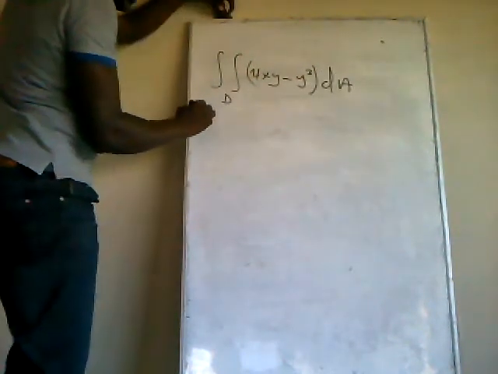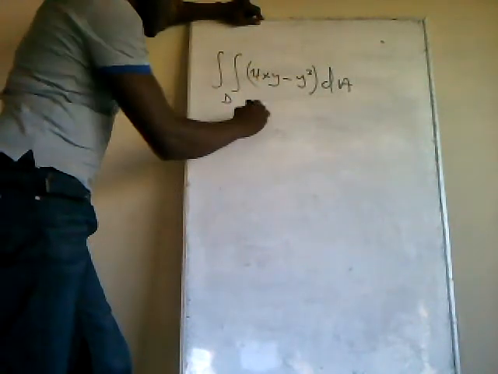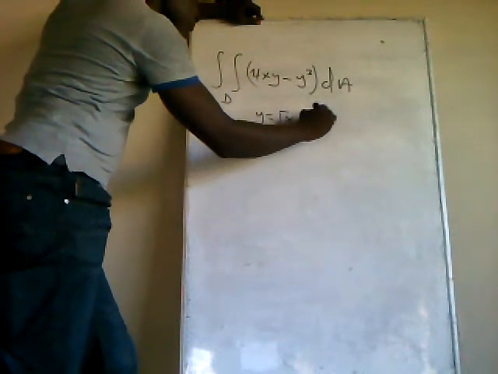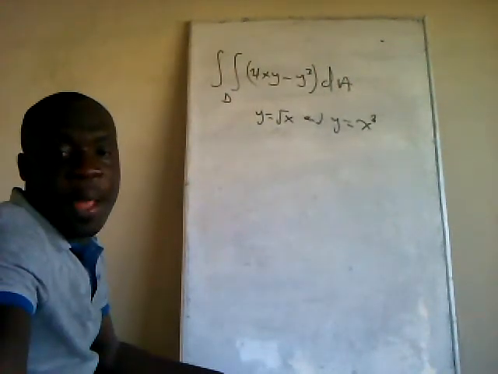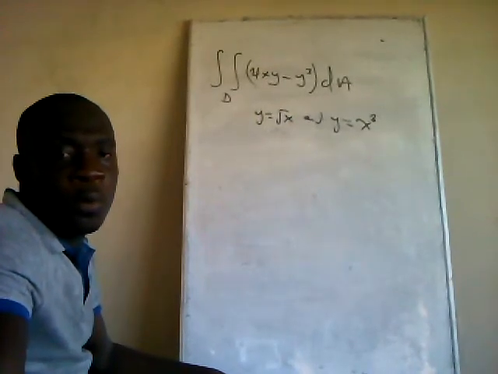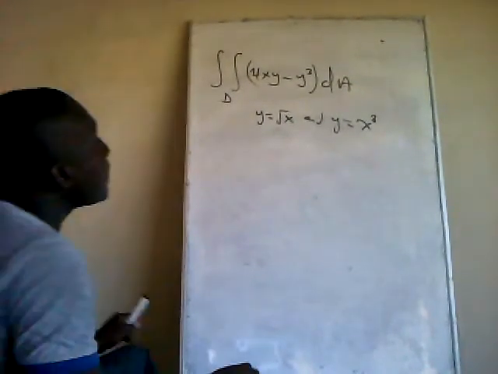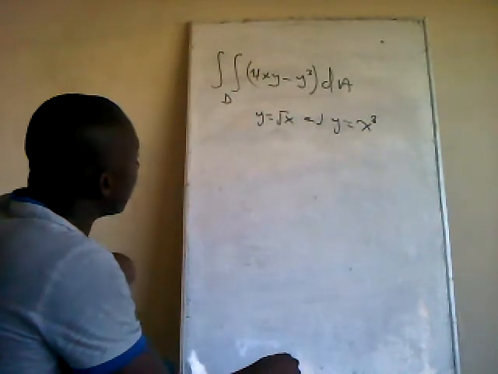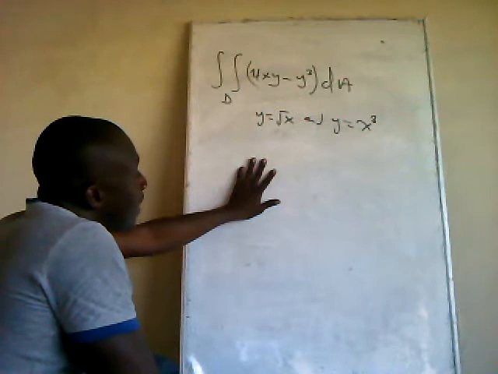Here it says D is the region bounded by y is equal to the root of x and y is equal to x^3. Okay, D is the region bounded by y is equal to the root of x and y is equal to x^3. Now this is what we do. Remember, we've been given D. Now the onus is on us to find the limits using these conditions, or boundaries.